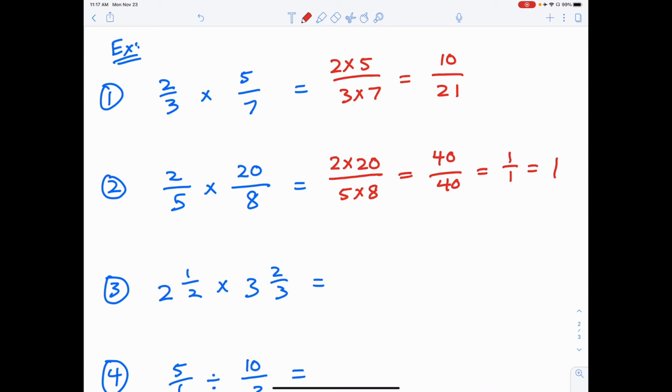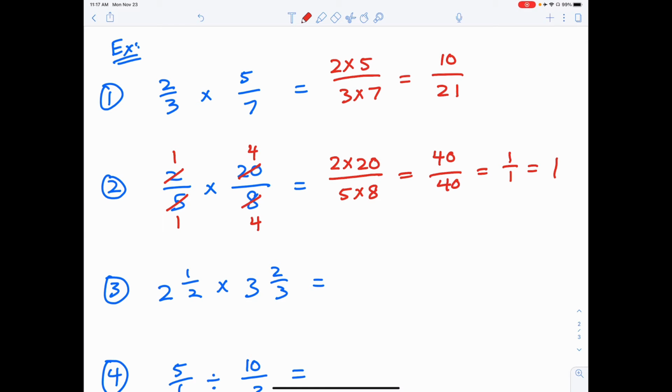Now by reducing, that means you take a look at what you have in the numerators, and you take a look at what you have in the denominators, and see if anything can reduce. So for example, 2 can reduce with 8. They're both divisible by 2. If I do that, that becomes 1 and 4. The 20 can reduce with the 5, right? Both are divisible by 5, so I get 1 and 4 when I divide both by 5.